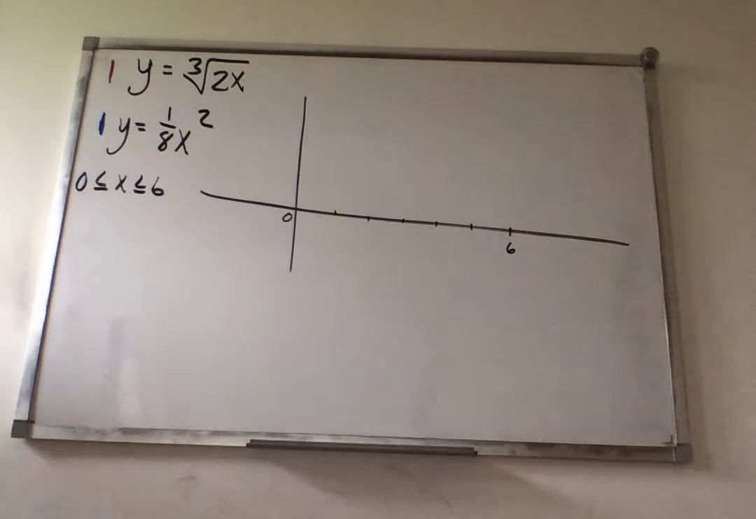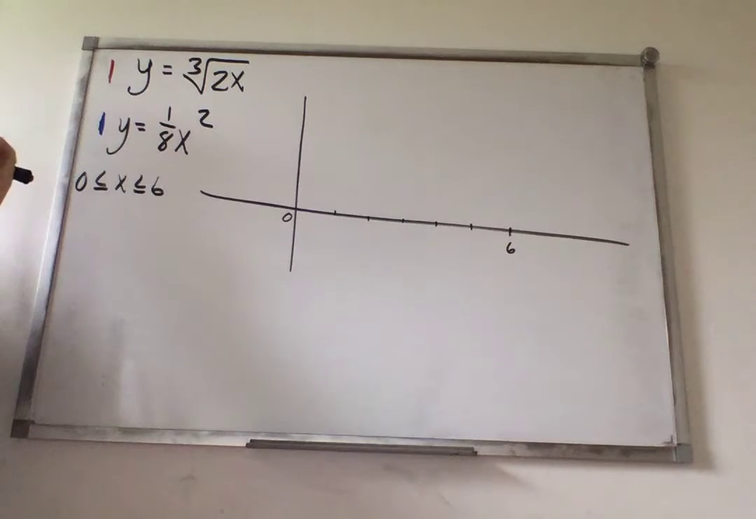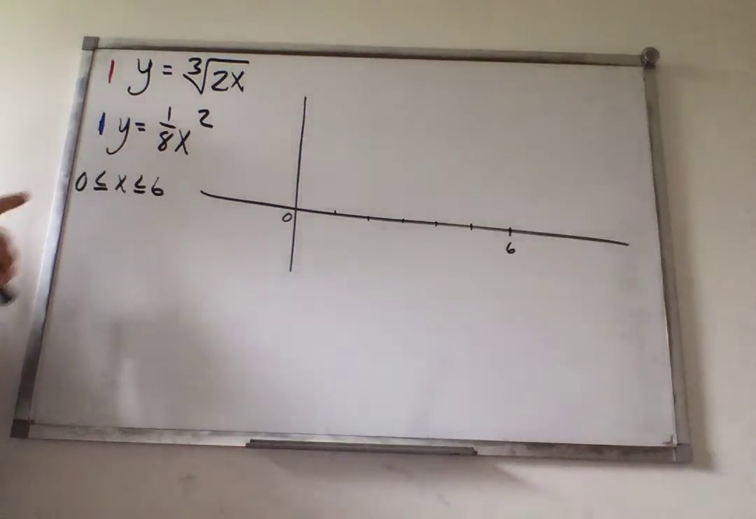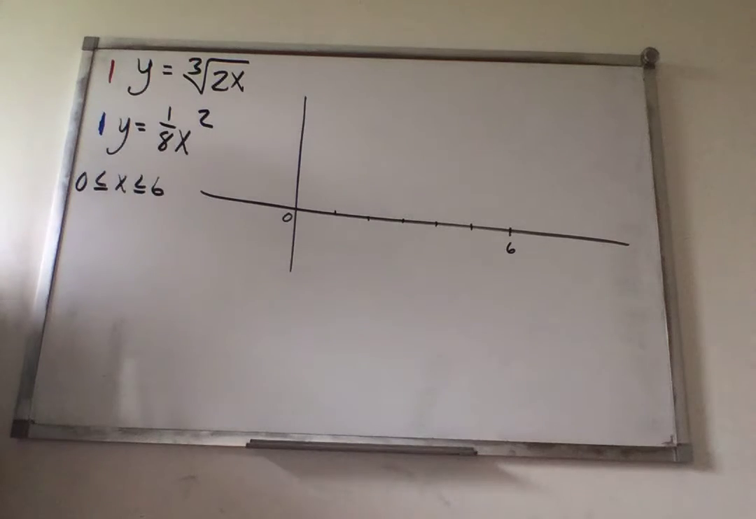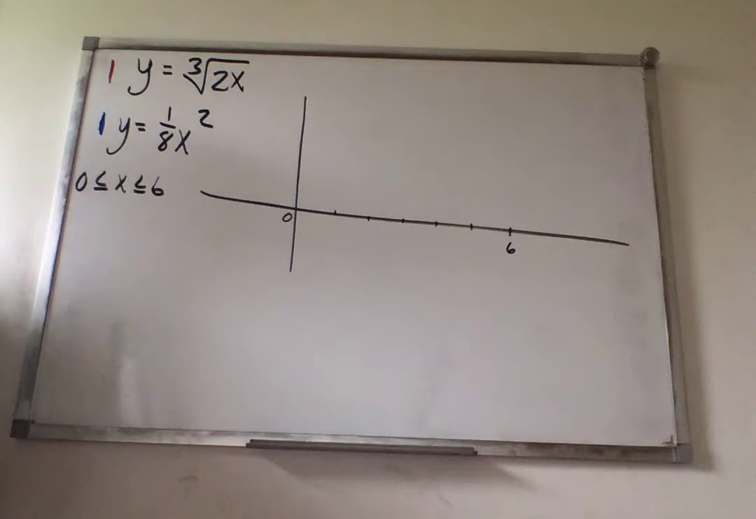We're going to go through two more examples. This one, we're going to find the area between the two curves. It wants us to find the area between y equals the cube root of 2x and y equals 1/8 x squared, between 0 and 6. So this time, just like the very first example, they gave us our limits of integration. We want to go from x equals 0 to x equals 6.